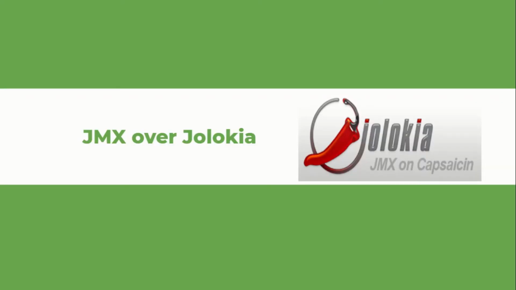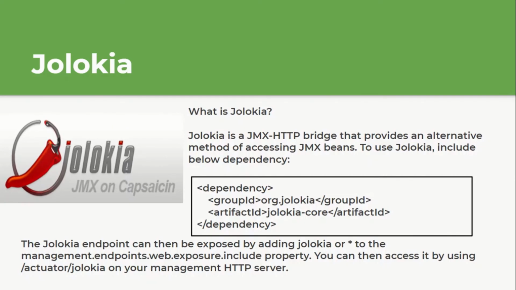So now let's see how we can manage JMX over Jolokia. Another way to access JMX beans is to use Jolokia. So what exactly is Jolokia? It is a JMX HTTP bridge that provides an alternative method of accessing JMX beans. So what you need to do is just add a dependency Jolokia core and Spring Boot will handle it automatically using the auto configuration. After this, only one step remains: to expose the Jolokia endpoint on the web by using the property web exposure include. After this, we can access the endpoints using /actuator/jolokia.